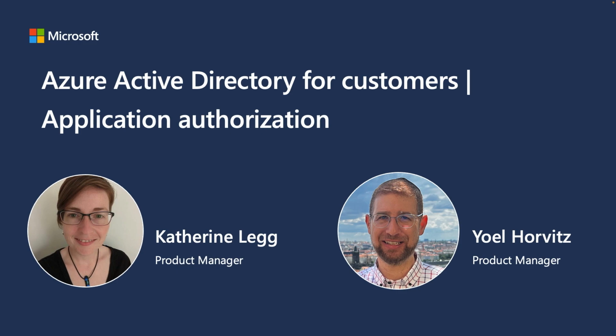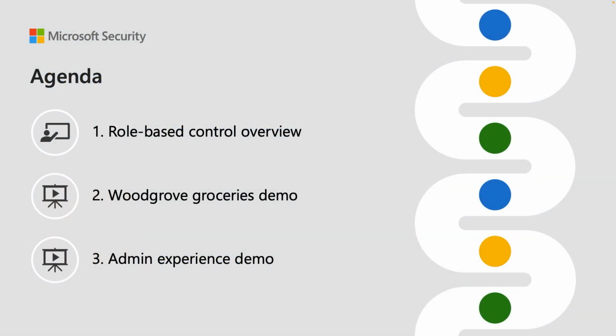In today's video, we will talk about authorization and role-based access control in Azure Active Directory for customers. We'll start with a quick overview of role-based access control and how it can help you protect access to your applications. We'll demonstrate the user experience using the Woodgrove demo web application, and finally, we'll show you how easy it is to configure role-based access control using the Microsoft Entra Admin Center.